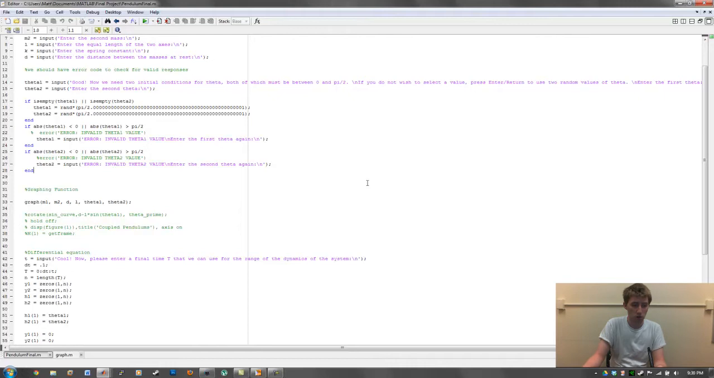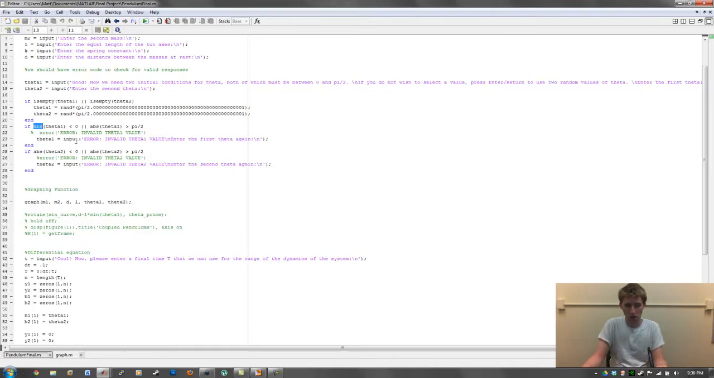We also wanted to point out that we're using the absolute value of theta 1 and theta 2, just in case the user wants to put in the negative value, because, again, we don't want to limit our program. We want it to have as many possibilities as we can for looking at the dynamics of the system.